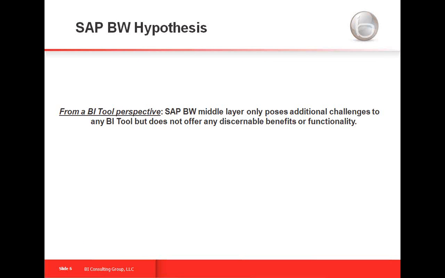Moving on, the basic hypothesis is that what we've learned from studying not just the OBIEE tool but also other BI tools is that the SAP BW middle layer really only poses additional challenges to the BI tool. So we're talking from the BI tool perspective. It doesn't really offer any discernible benefits or functionality to that tool. There may be other reasons why you want SAP BW, and each company has to look at that. But strictly on a tool-by-tool basis, it only limits or creates additional challenges, and doesn't really extend the actual functionality.